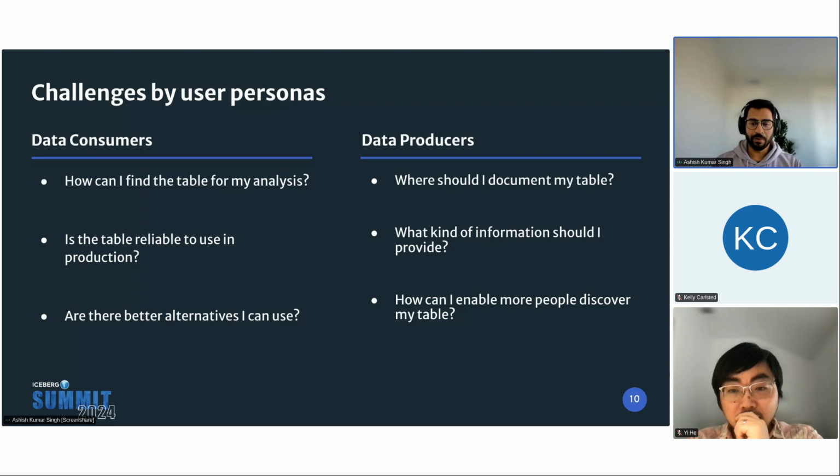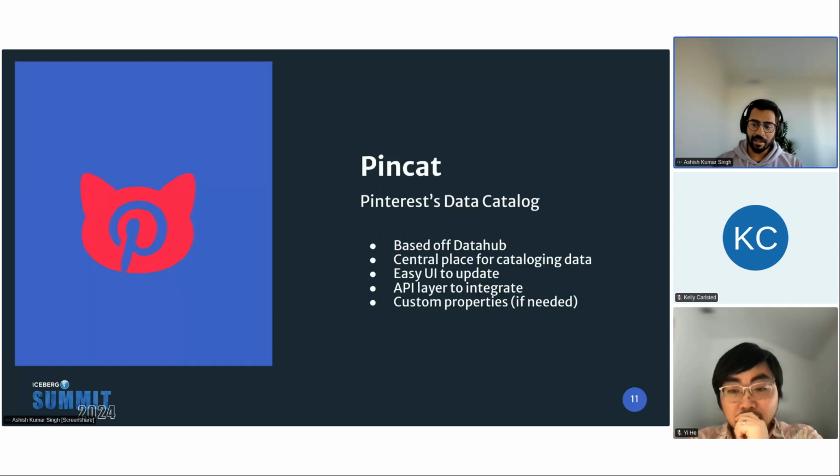To help address these questions at Pinterest, we launched something called Pinterest Data Catalog. We just call it PinCat. This is essentially a service that is based off open source DataHub that we took. Of course, we made a lot of changes and integrated with a lot of systems at Pinterest.